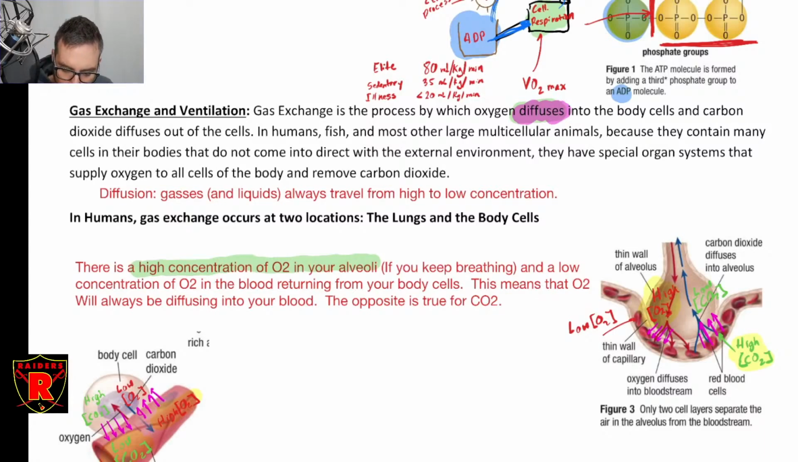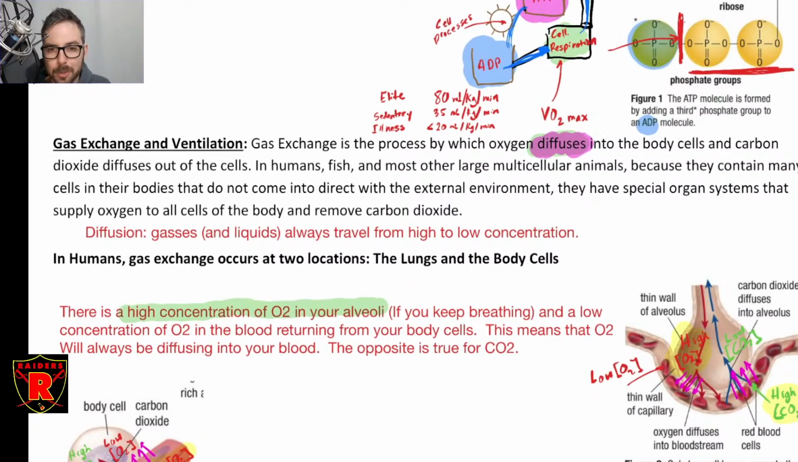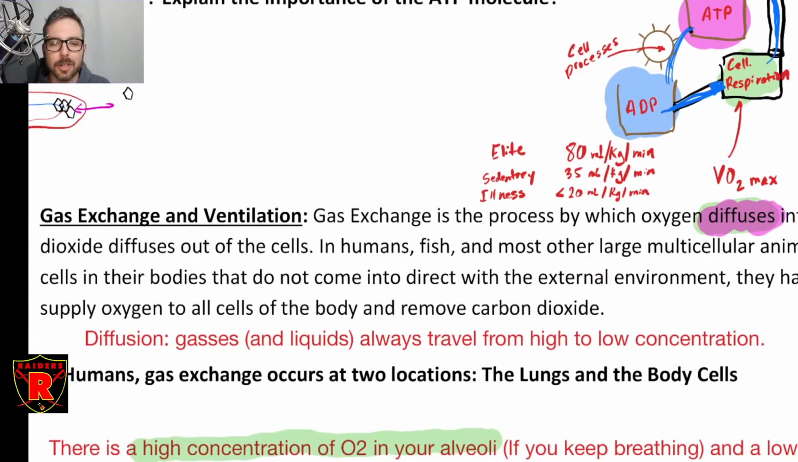So we're going to do a quick little review here of the idea of diffusion. We've talked about diffusion previously, but the basic principle of diffusion is that gases, and this works for liquids as well, always move from high concentration to low concentration. It's as simple as that. If you see an area of high concentration of anything, it's going to move to an area of low concentration if it's able to.